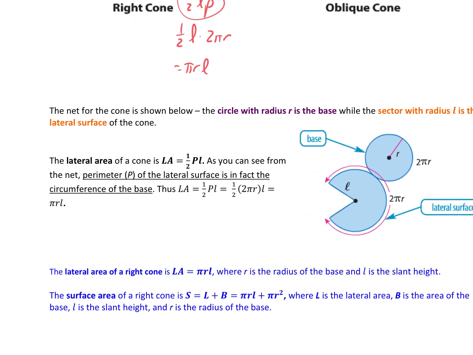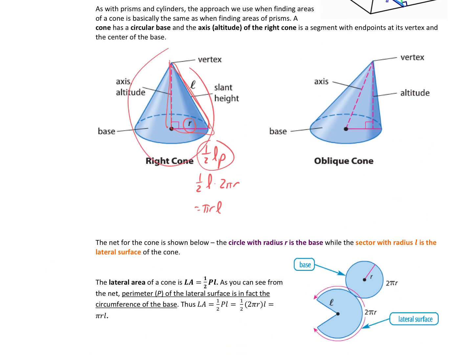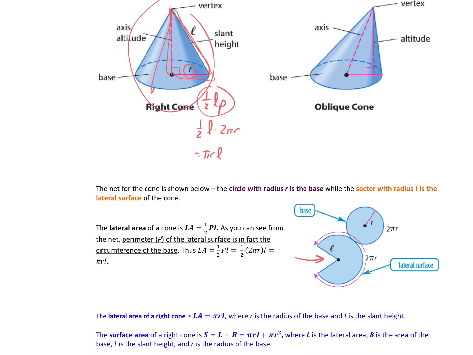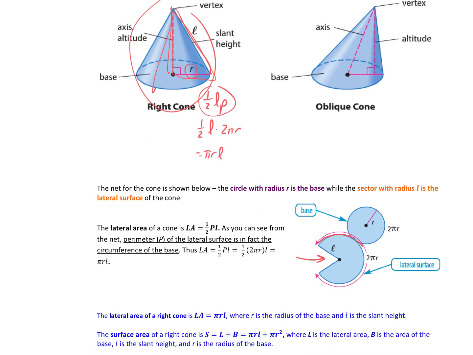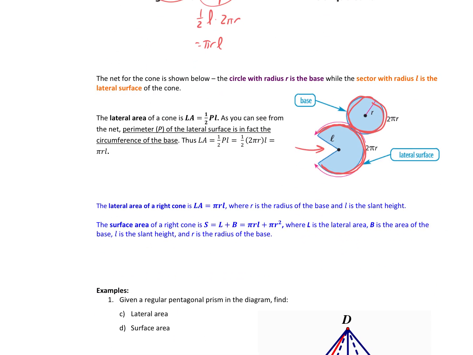Here's a picture of a cone taken apart, and if you were to take a paper cup and cut up a side, it's going to look something like this. And this edge, as you stitch it back together, this huge arc is going to wrap perfectly around this circle, which represents the base. So those are the same length, always, if you're going to take a cone apart.